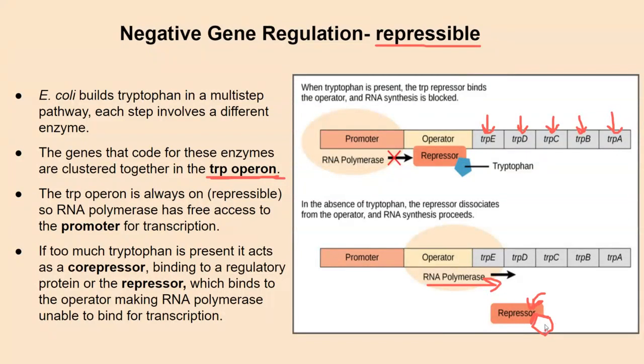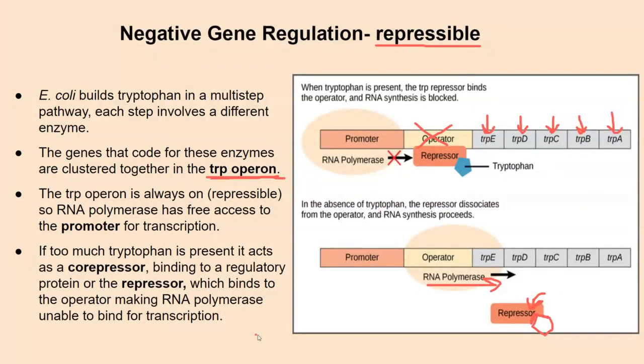This repressor, when tryptophan binds to it, will cause it to bind the operator and turn off the operon, or turn off every single one of these genes. It's interesting because as we create more tryptophan, it will cause less and less tryptophan to be translated.